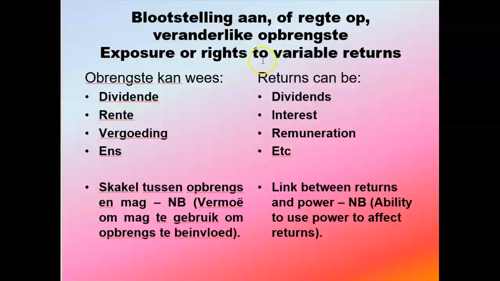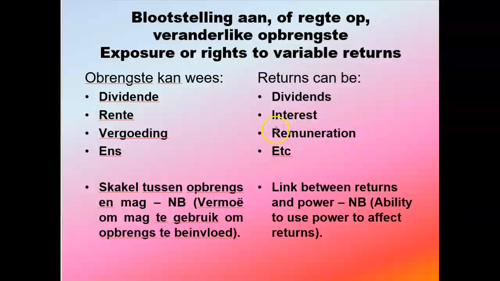Now, what is a return? What kind of return? Exposure or rights to variable returns. Now, think about that. It's logical. I've got shares in a company. What is the first thing that I'm going to receive because I'm a shareholder? Dividends. I can also receive interest if I am the holder of a compulsory redeemable preference share. We have seen that I am entitled to interest.